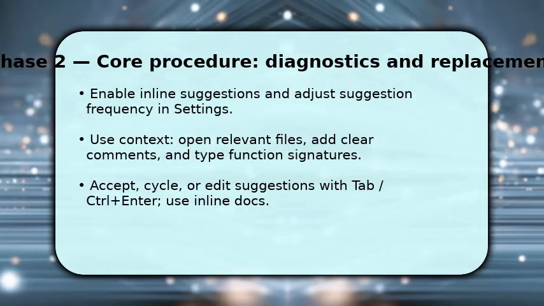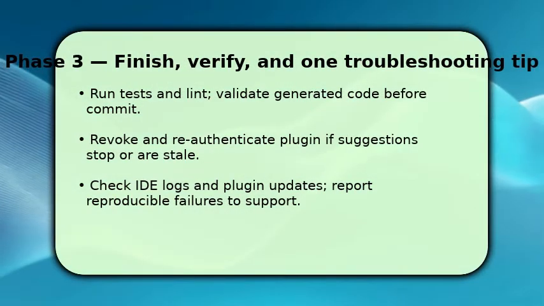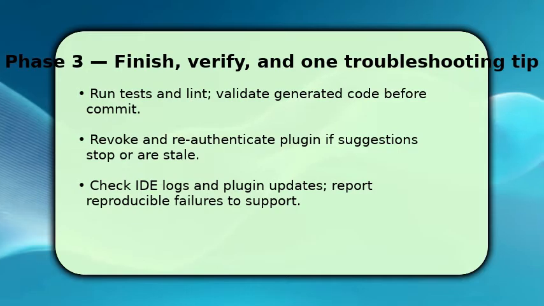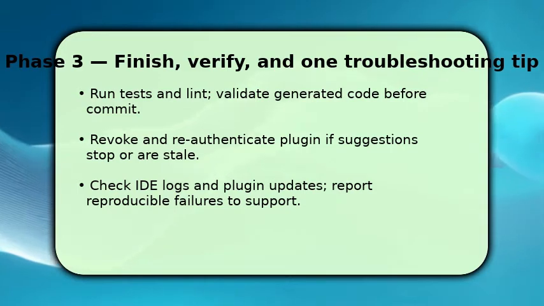Finish by validating and integrating Copilot output into your workflow. Run unit tests, linters, and a quick security scan. Copilot can produce plausible but incorrect code, so verification is essential. If suggestions stop, revoke access in your account and re-authenticate the plugin. This often clears token or permission issues.